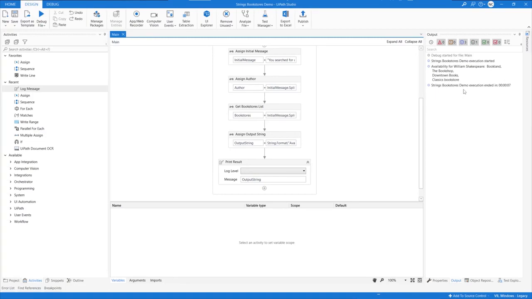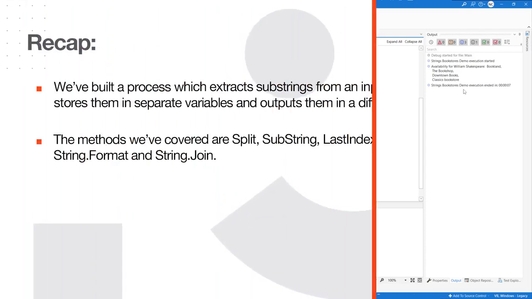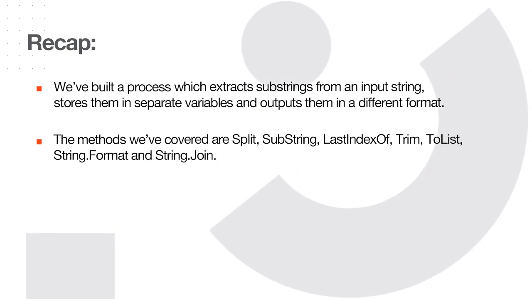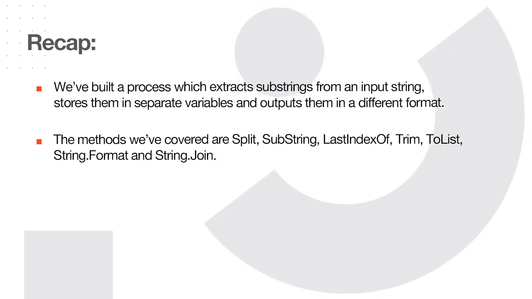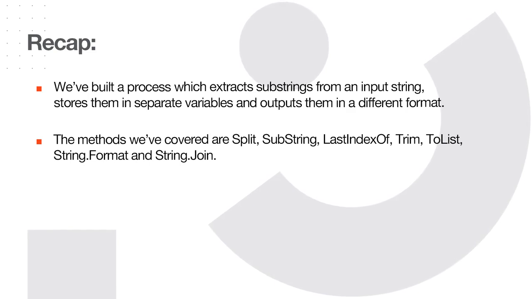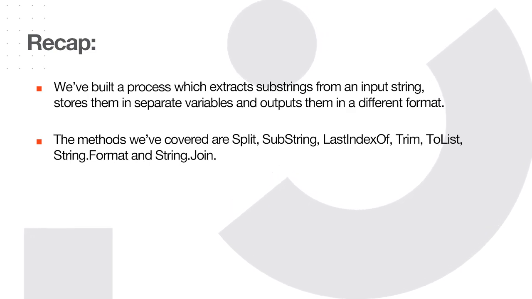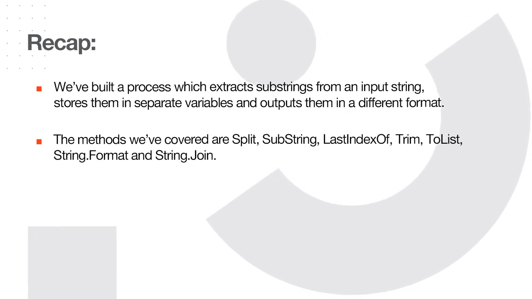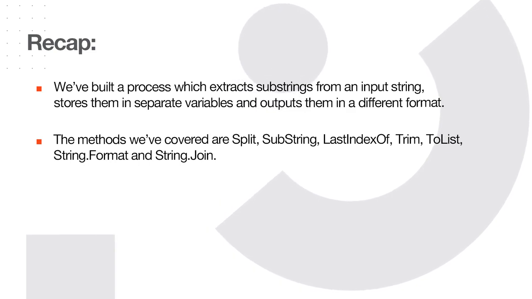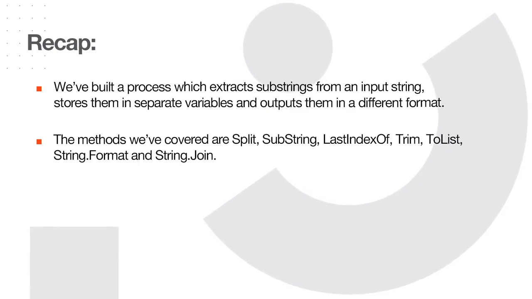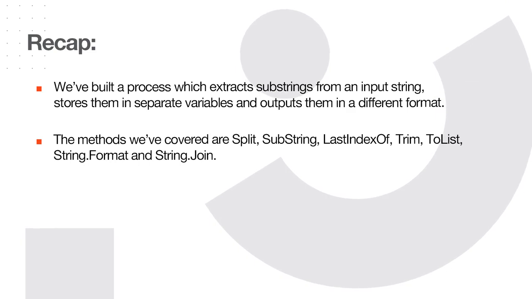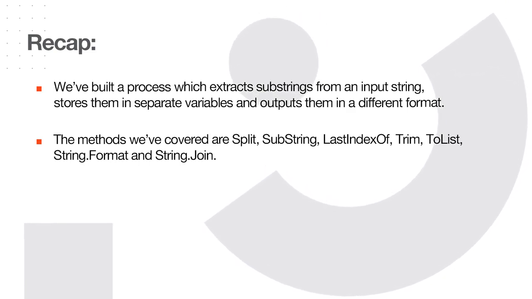With this, we conclude our demo on how to use string manipulation in UiPath Studio. To quickly sum up, we've built a process which extracts substrings from an input string, stores them in separate variables, and outputs them in a different format. The methods that we've covered are Split, Substring, LastIndexOf, Trim, ToList, String.Format, and String.Join.